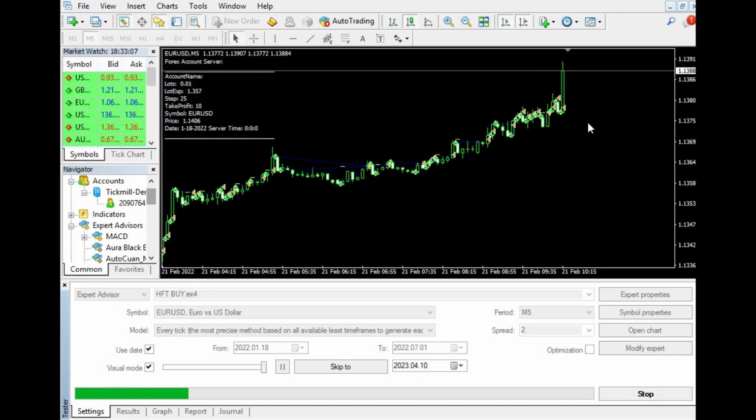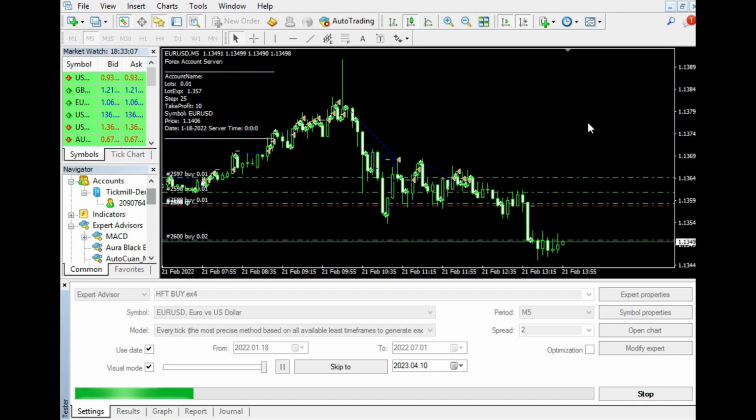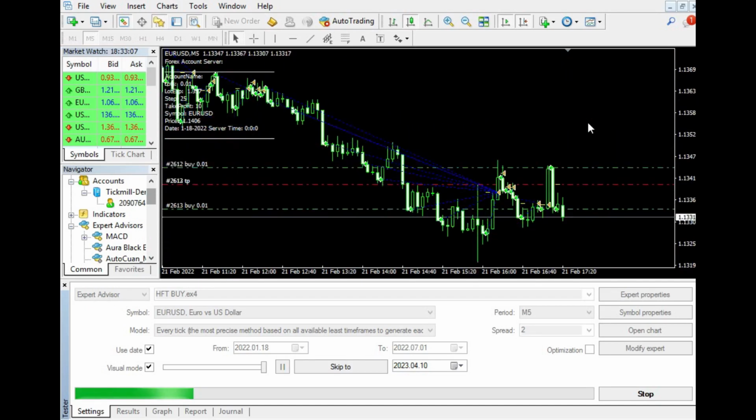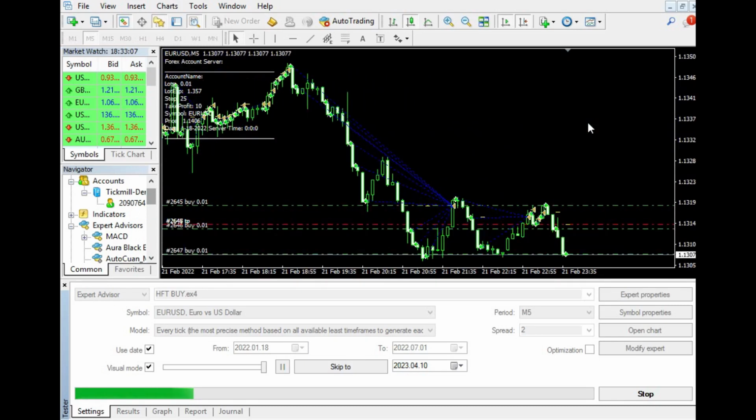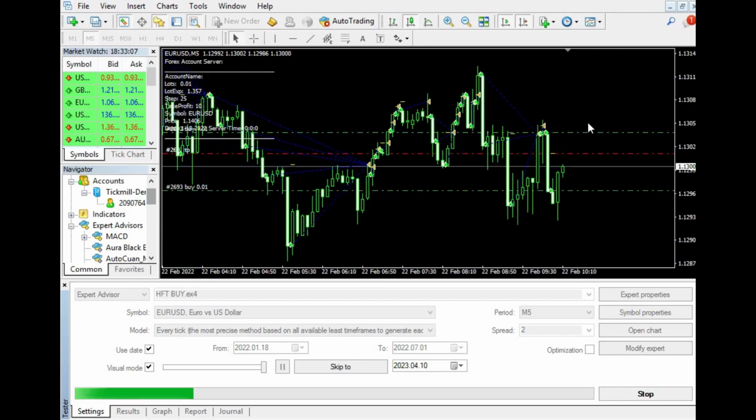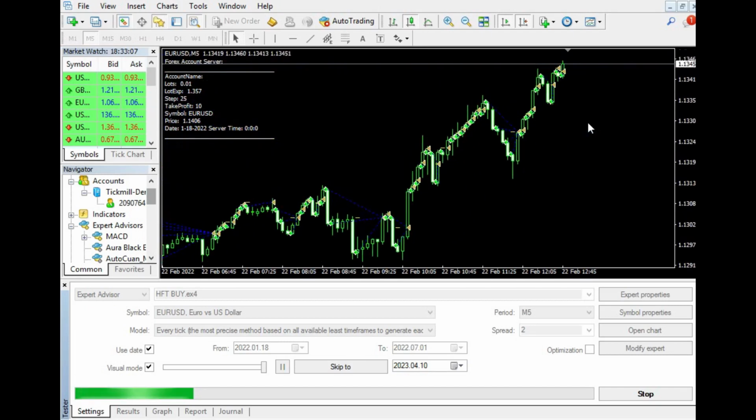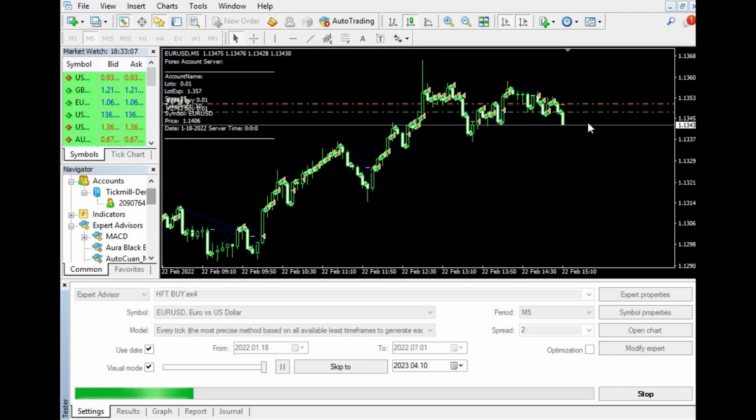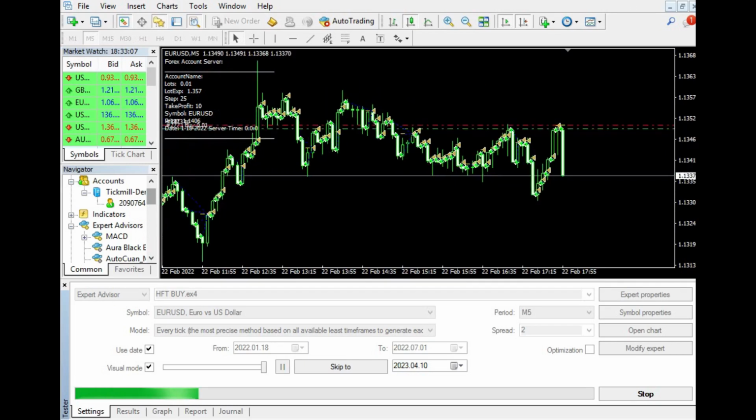The HFT BUY EA is a Forex trading robot that utilizes a tried and true breakout strategy to identify profitable trades. It employs a small stop loss, SL, to shield the account from equity drawdown, and an adaptive trailing stop algorithm to optimize profits.